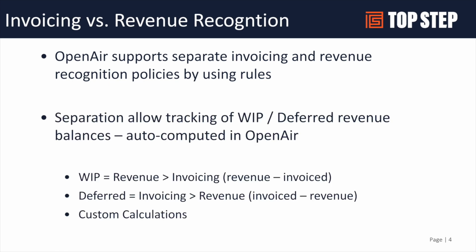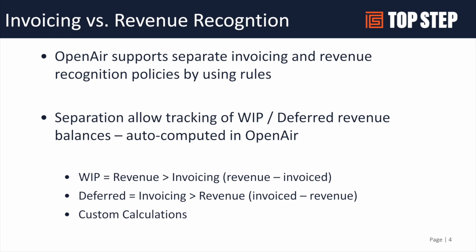So what is WIP and what is deferred revenue? At least from how OpenAir defines it, and I believe this is probably following accounting practices, there are two reporting values in OpenAir, the summary values WIP and deferred. WIP is defined as where you've taken more revenue than you've invoiced. It's a simple calculation, but you can never go negative. So if you've taken $100,000 of revenue, but you've invoiced $50,000, then you would have a $50,000 WIP balance.